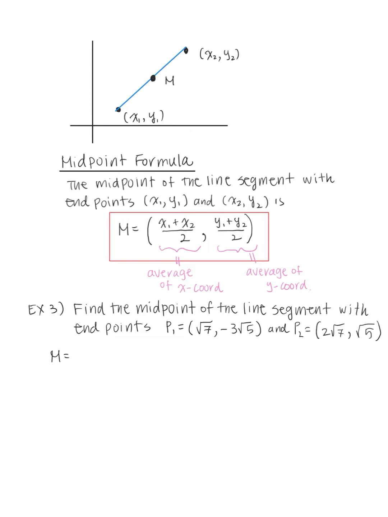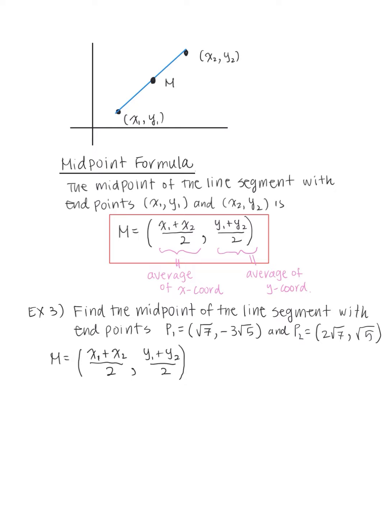We have M equals x1 plus x2 all over 2, and then comma, y1 plus y2, whole thing over 2. Again, it does not matter which one you want to call x1 or y1, but just so that we all do it the same way, let's call this one x1, y1, and then x2, and then y2. All right, so let's go.